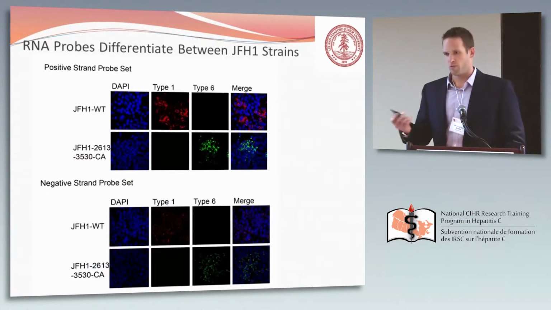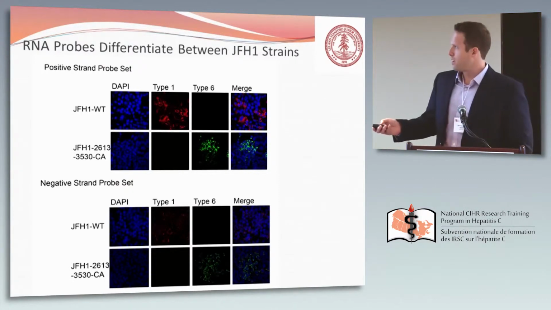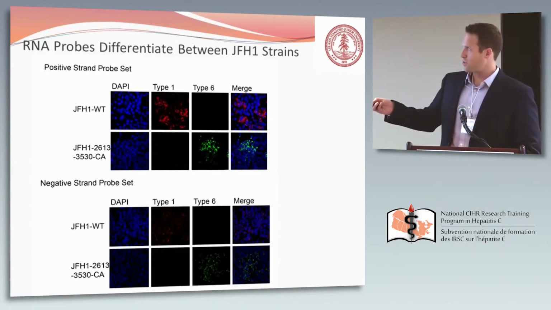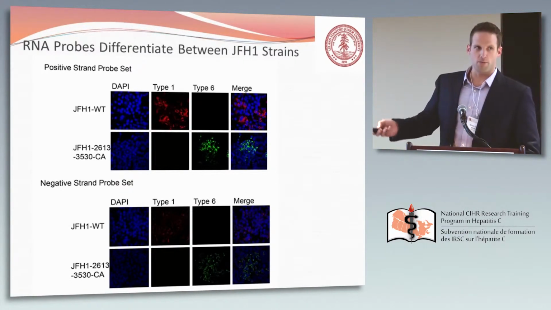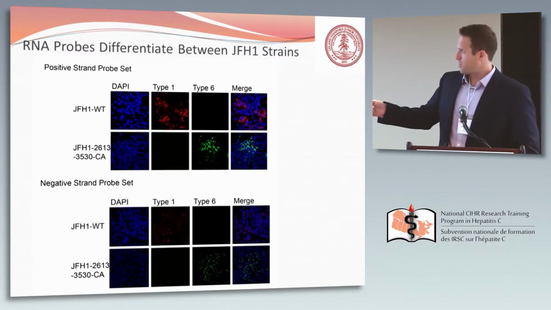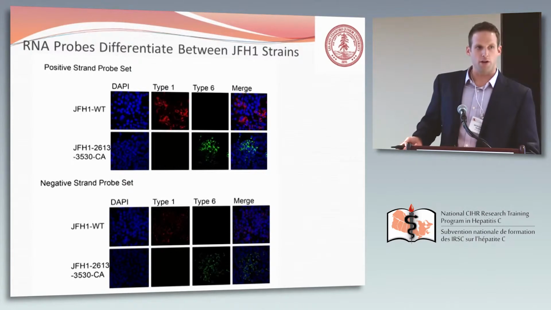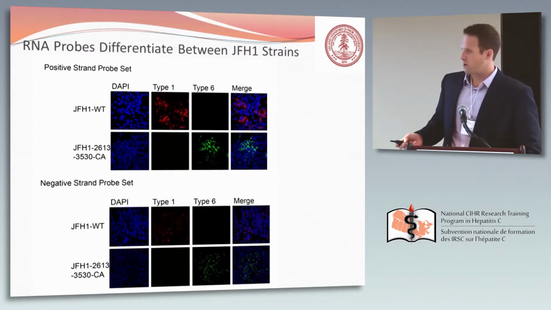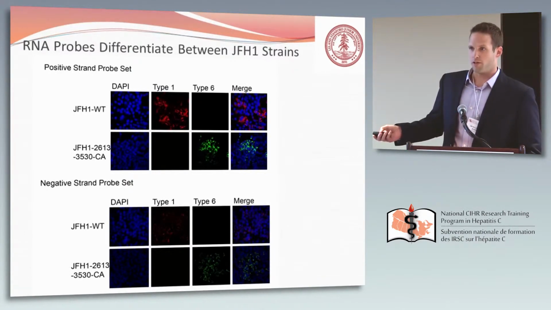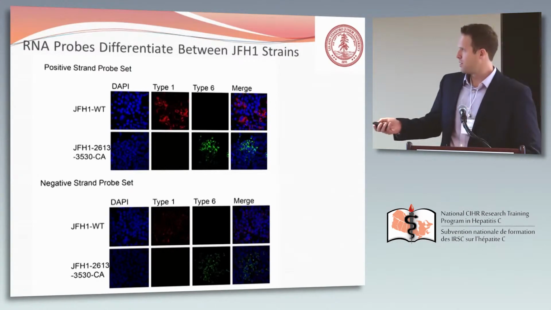And so when we got these probes, we first did confocal microscopy, and we can actually differentiate these strains based on positive strand probes and negative strand probes. And so you'll see type 1 is our wild type probe set, recognizes our wild type virus, but not our codon-altered virus. And type 6 is our codon-altered probe set, recognizes the codon-altered virus, but not the wild type virus.